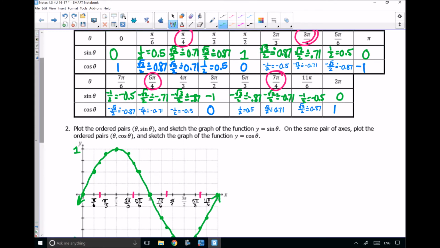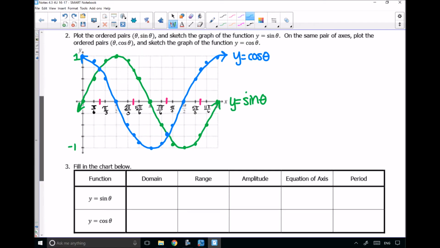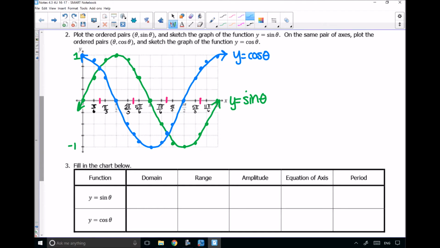Okay, so now that we've done the sine curve, we're going to call this y equals sine of theta. I would like for you to please attempt the cosine curve and then compare your answer with me. So pause the video, do the cosine curve, and then come back to me to see how you did. Okay, so now that we've done that, we can fill in our chart below with all of this information right here. So for sine of theta, I want to figure out its domain, its range, its amplitude, its equation of its axis, and its period.